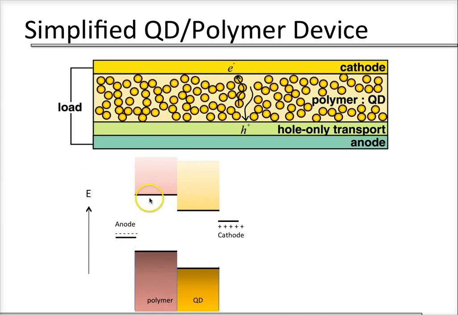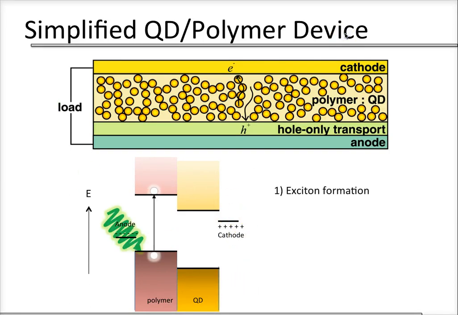The band gap here for the polymer is slightly higher overall than the band gap for the quantum dots. What this means is that when light shines on this, we can either create charge carriers in the quantum dot or in the polymer, but in this case, for the sake of just showing you what's going on, I'm going to create those charge carriers in the polymer.